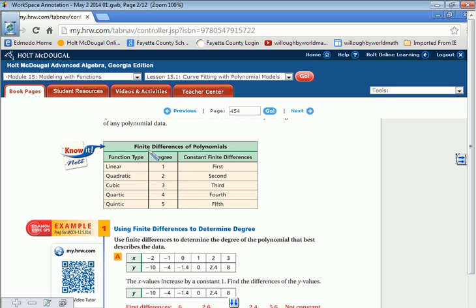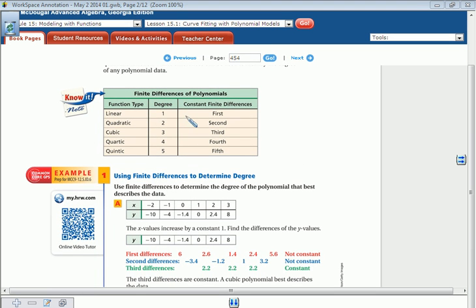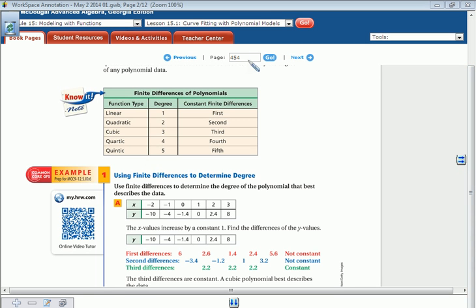Hopefully you remember we can look at our differences to tell what type of data we have. If our first difference is constant, then it is a linear function. If our second difference is constant, it's quadratic. If the third difference is constant, it's a cubic function. If the fourth difference, quartic, and fifth, quintic. So here's an example on that same page, 454 in your textbook.